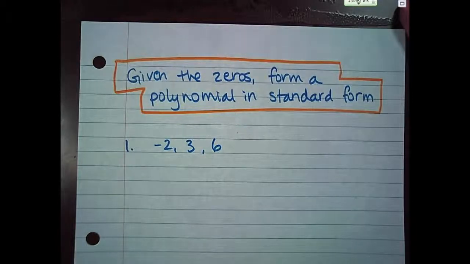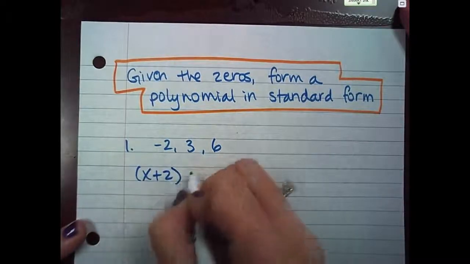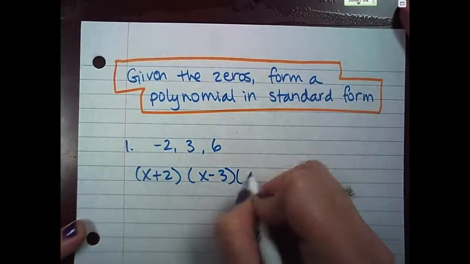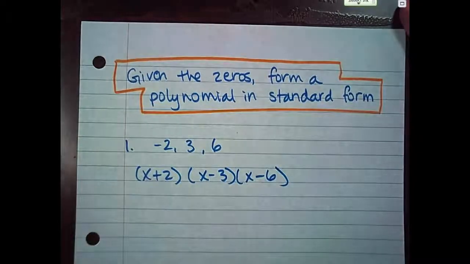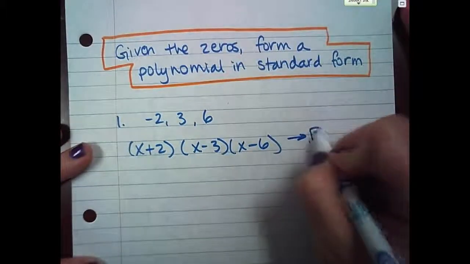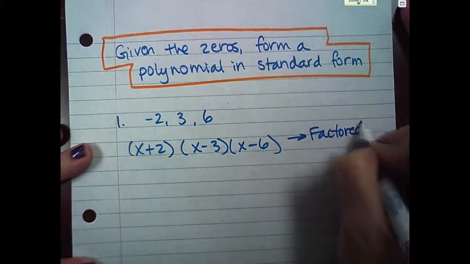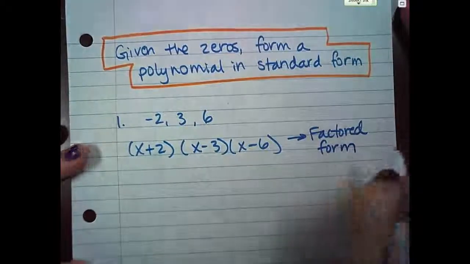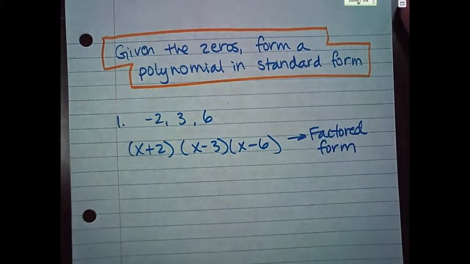What's it going to look like? If those are my zeros, what are my factors? Plus 2, minus 3. Good, good. x plus 2, x minus 3, and x minus 6. Those are your factors. You might even write that. This is factored form. Because you hope that the directions say put it in factored form, because you can stop there. Okay? But unfortunately, it's not always the case. I want it in standard form.